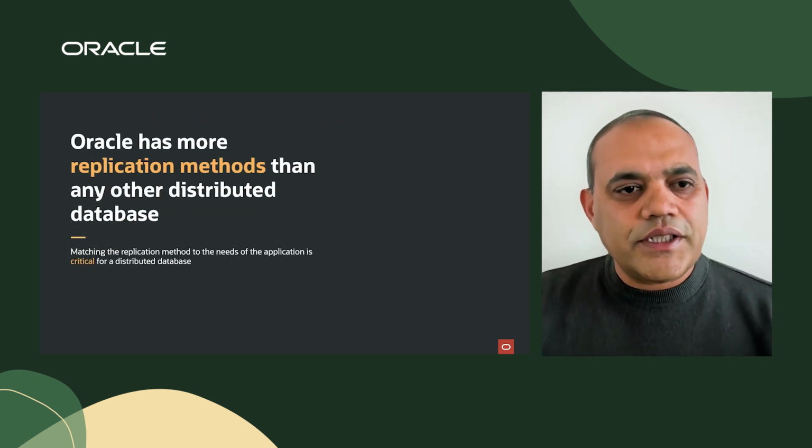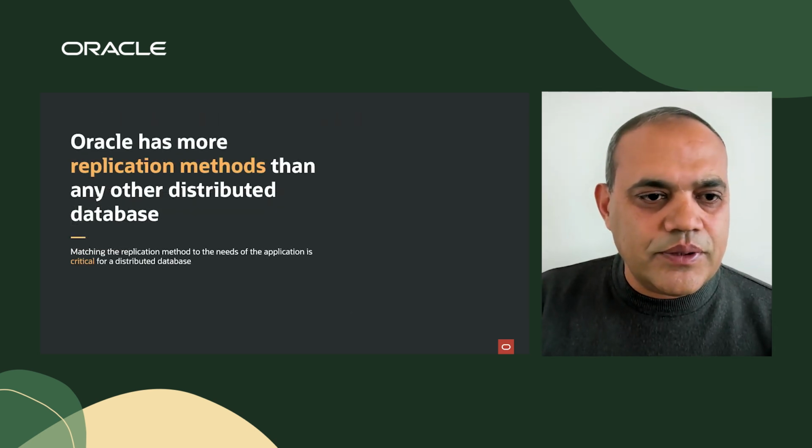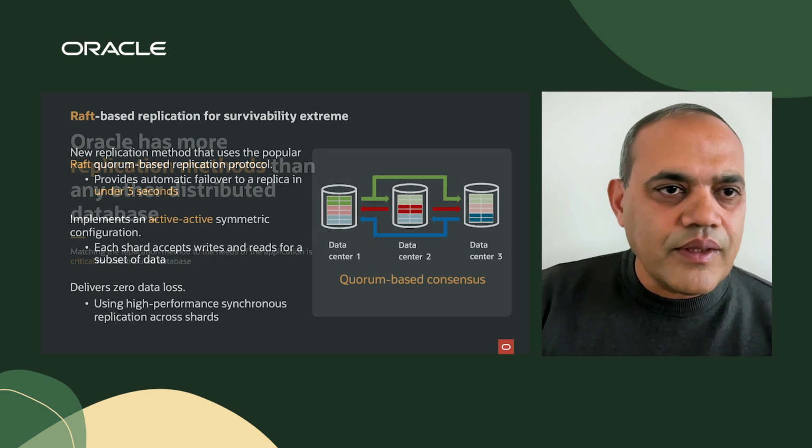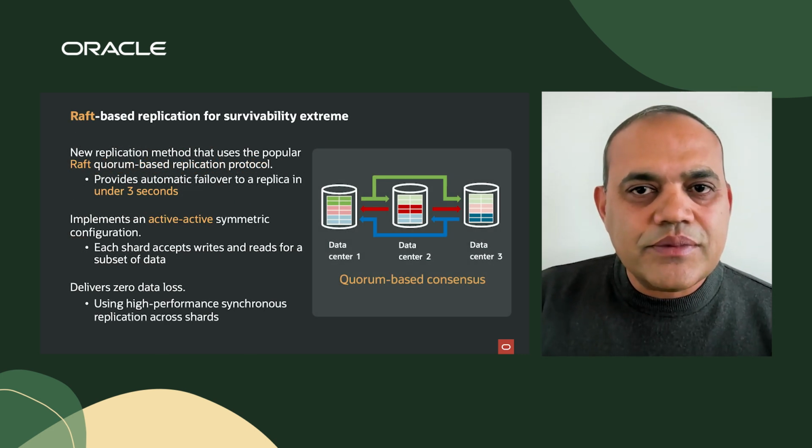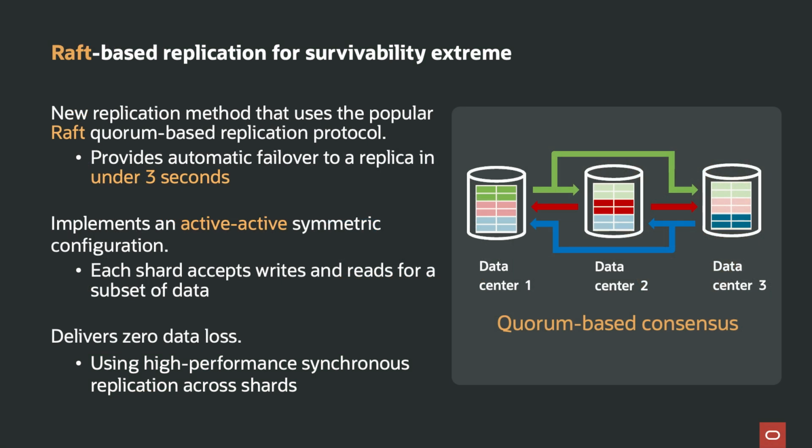Oracle has more replication methods than any other distributed database. Oracle introduced Raft-based replication for extreme survivability. This allows applications to achieve zero data loss and sub 3-second failover in case of a node outage, a data center outage, or a region outage.